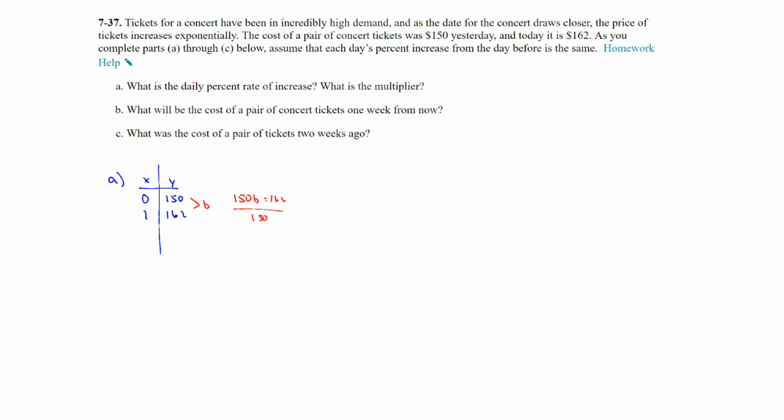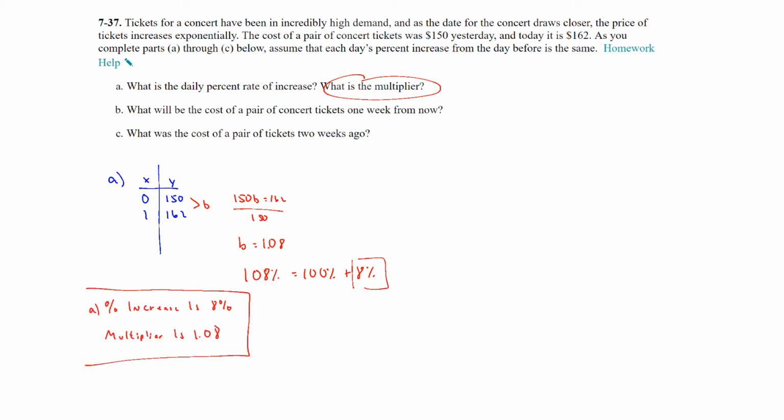So therefore, if we divide 162 by 150, that'll give us the multiplier of 1.08. So the multiplier is 1.08, but the percent increase, because 1.08 as a percent is 108%, but remember, we start with 100%, so the percent increase is 8%. So there you can see I wrote the answer in terms of what the percent increase was and what the multiplier is. Part B, what will be the cost of a pair of concert tickets 1 week from now?